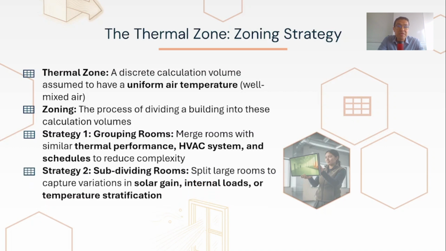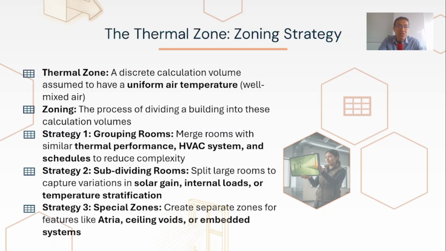Second, we have subdividing a single room. Sometimes a single large room needs to be split into multiple zones to increase resolution. This is essential when you have large spaces where you expect temperature stratification, like in an atrium, or if you need to distinguish between areas with major differences in loads, such as the sunny perimeter versus the shaded core of an open plan office. And third, we have special purpose zones.